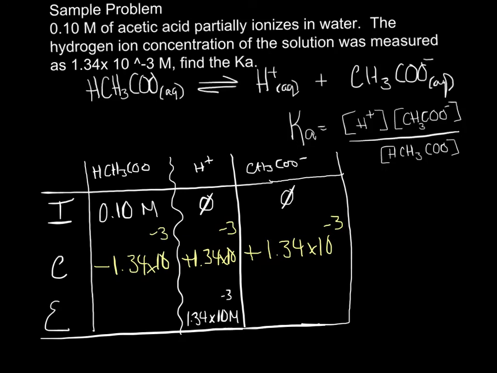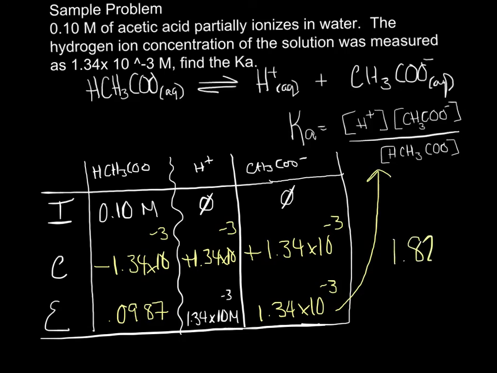Which means I can find my value at equilibrium for each of these. This one comes out to 0.0987, and this one's just going to be 1.34 times 10 to the negative 3. Now it asks for the value for Ka, so I'm going to take my equilibrium values and plug them into my Ka expression. Once I do that, it's going to be 1.34 times 10 to the negative 3rd squared over 0.0987, and this comes out to 1.82 times 10 to the negative 5. And that's our value for the Ka.